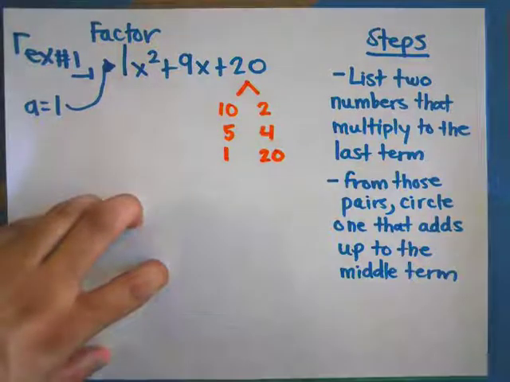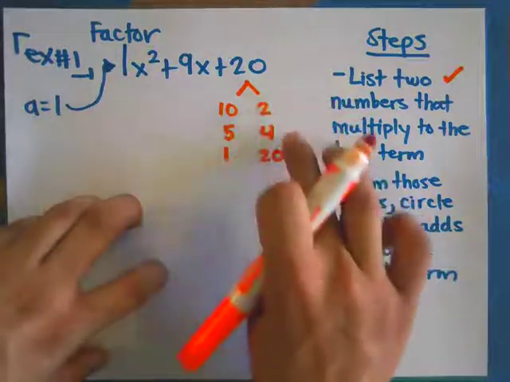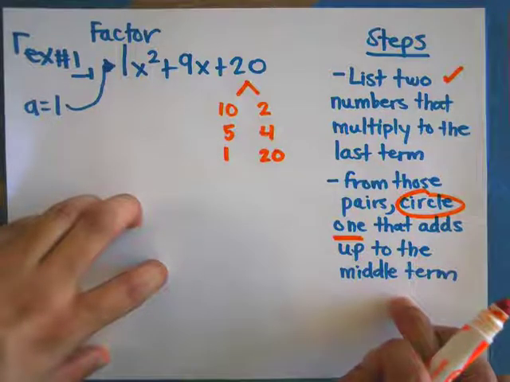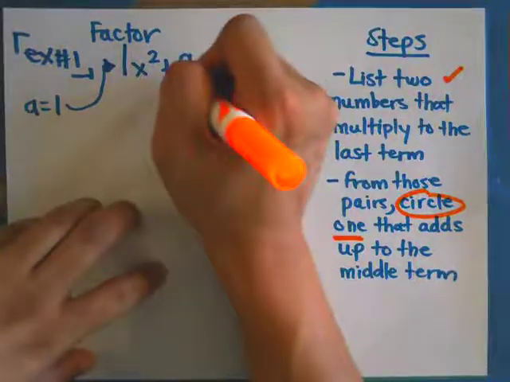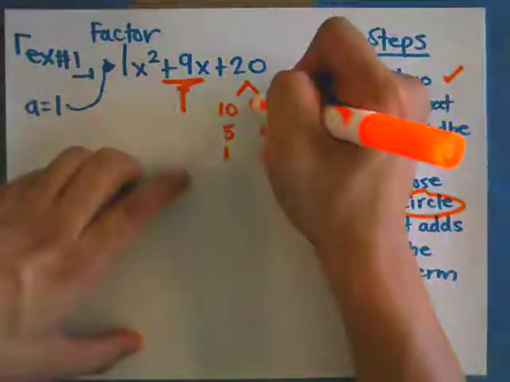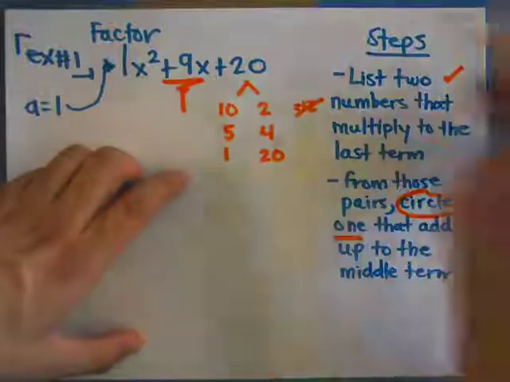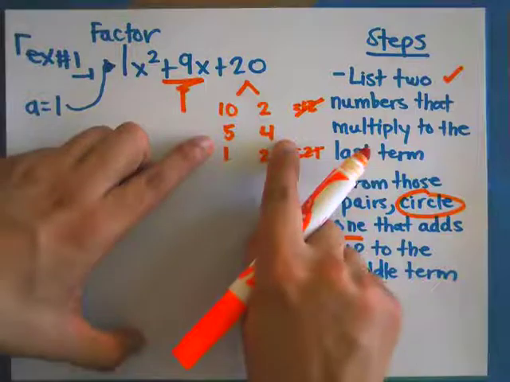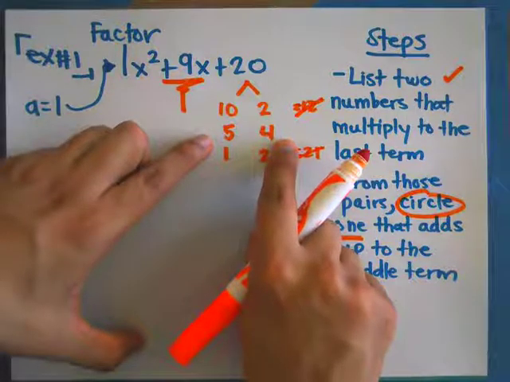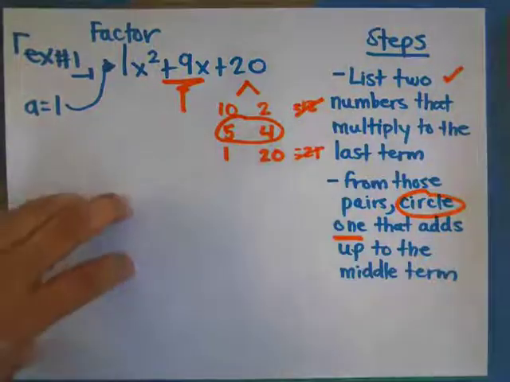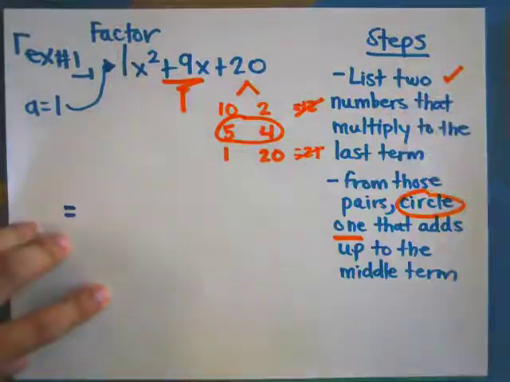Okay. Now that we've listed those pairs of numbers, you're going to circle the one that adds up to the middle term. Our middle term is going to be 9x. So, 10 plus 2 is equal to 12. Nope. 1 plus 20 is equal to 21. Nope. This is it. It's going to be 5 and 4, because when you add them up, it's going to equal 9.